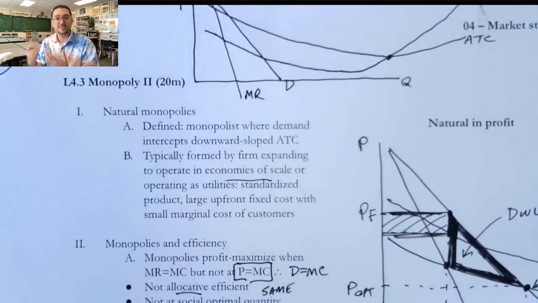So this walks you through the idea of natural monopolies, and we talked about the two different ways that monopolies are inefficient, both allocatively inefficient and productively inefficient.